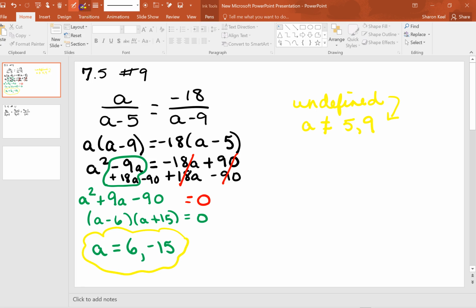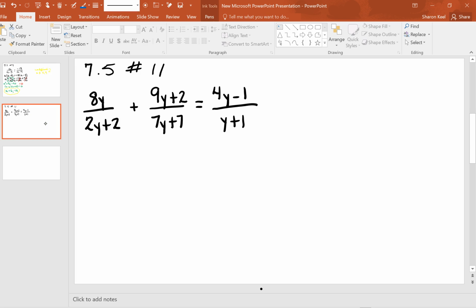Okay, so that was the first question. Another question that I've had is 7.5, question number 11. For this one, we're solving. So the first thing we need to do in order to find the least common multiple would be that each of these denominators that's not factored needs to be factored. So if I factor out a 2, I'm left with y plus 1. In this denominator, I would factor out a 7, and I'm left with y plus 1. This denominator is already factored.